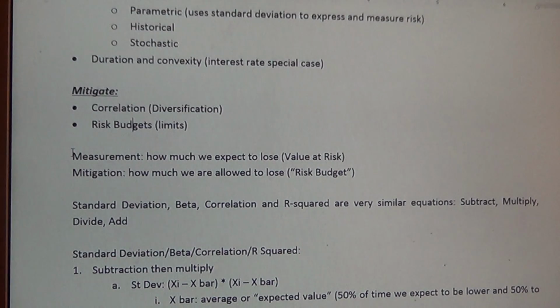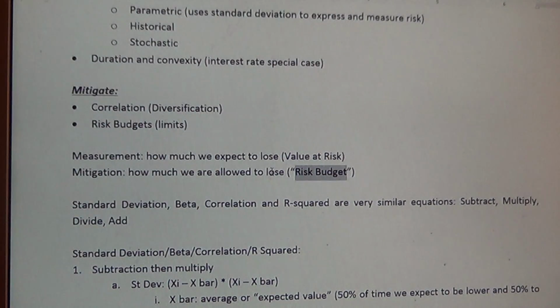So the way this works is your measurement is how much we expect to lose. That's where value at risk comes in. And the mitigation is how much we are allowed to lose. We hope that our value at risk is less than our risk budget. If so, we're managing our risk within allowable limits.